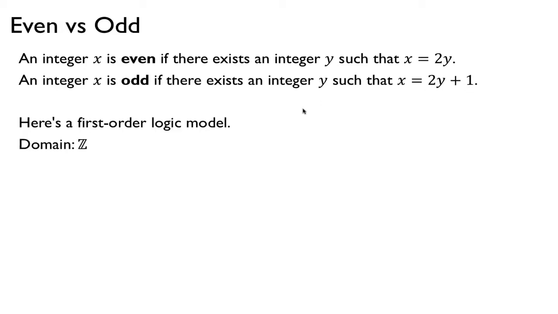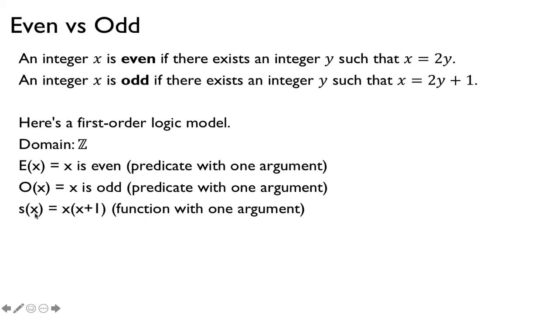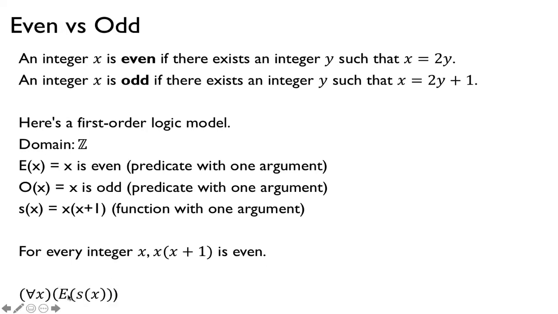So here's an example of a first-order logic model. The domain is the integers, and E(x) is a predicate with one argument, where E(x) means that x is even, and O(x) means x is odd. These are predicates with one argument. Here's a function, s of x is x times (x plus 1). This is a function with one argument. It takes something in the domain and gives you something else in the domain. And then here's an example of a well-formed formula in this model: for all x, x times (x plus 1) is even. And we can write this in first-order or predicate logic by saying this: for all x, E of s of x.